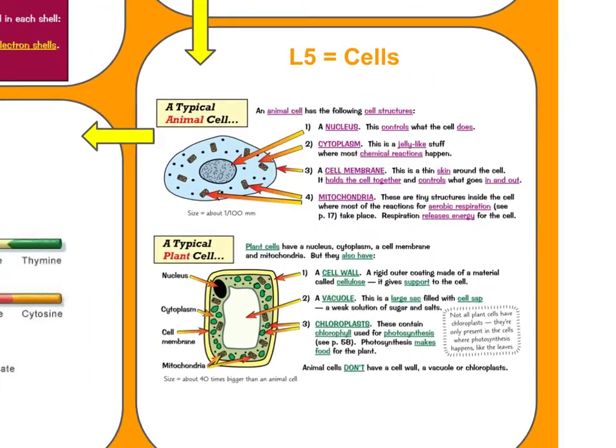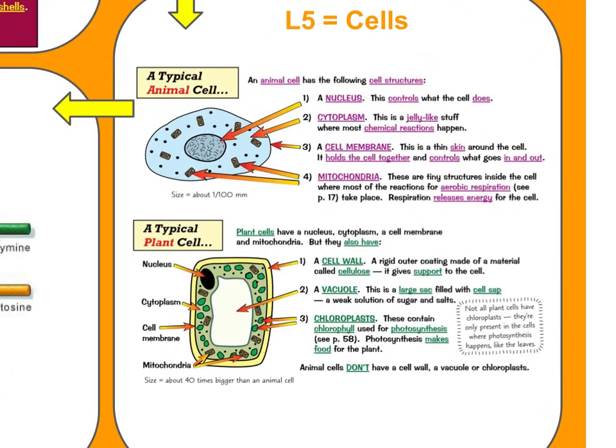Lesson 5 was on cells. 2 different types of cells we're going to learn about. One is an animal cell and the other one is a plant cell. Now a plant cell has everything an animal cell has, plus another 3 things. Let's look at these. So the things that are familiar in both are a nucleus, cytoplasm, cell membrane and mitochondria. We need to know that the nucleus holds the DNA. It controls what the cell does.